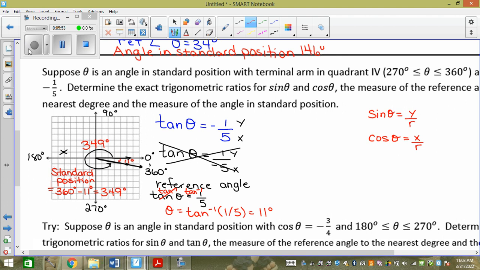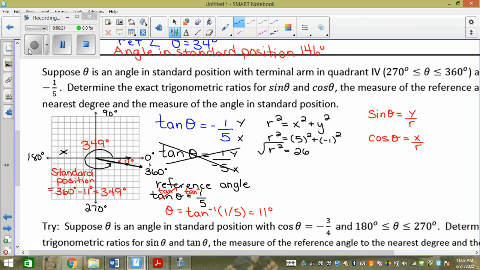I have y and I have x. What do I still need? R. How do I find R? Pythagorean theorem. So I'm going to do r squared equals x squared plus y squared. And then I'm going to get r squared equals 5 squared plus negative 1 squared. So r squared equals 26.